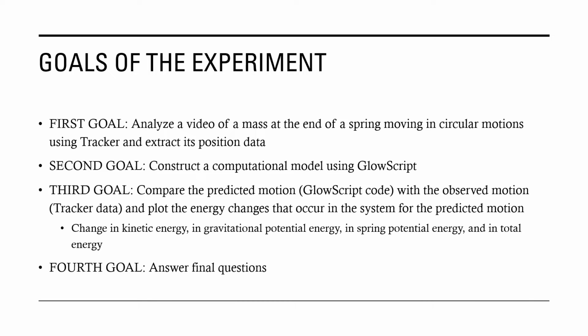Also, in the lab, we will analyze a video of a mass at the end of a spring moving in circular motions using Tracker and extract its position data. Then we will construct a computational model using GlowScript. Then we will compare the predicted motion, that GlowScript code, with the observed motion, the Tracker data, and plot the energy changes that occur in the system for the predicted motion. And our last goal will be to answer the final questions.